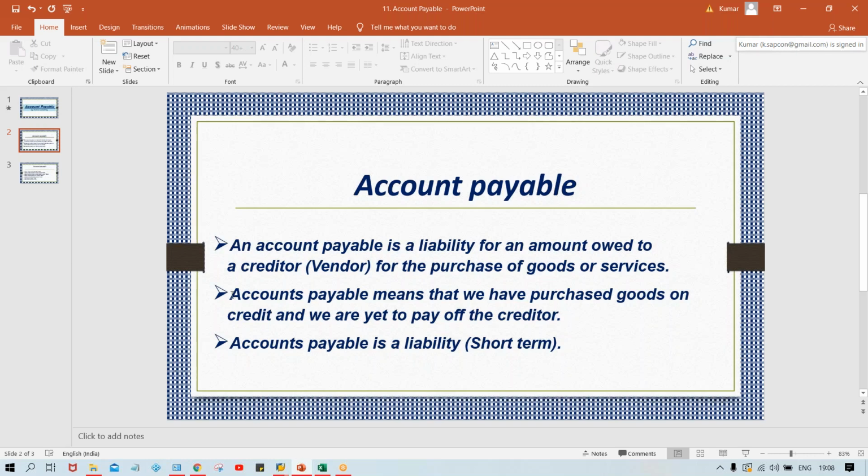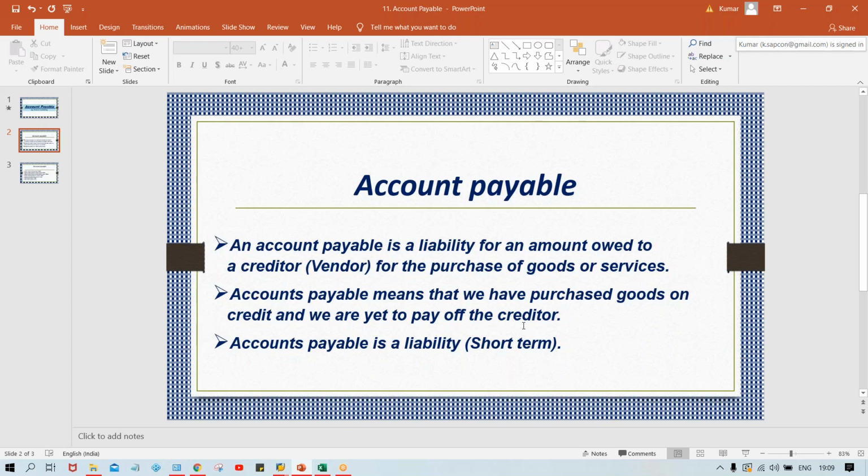So the simplest definition: account payable means we have purchased goods on credit and we are yet to pay the creditor. You are yet to pay, meaning the payment is not made yet. It means in the future you must make the payment.